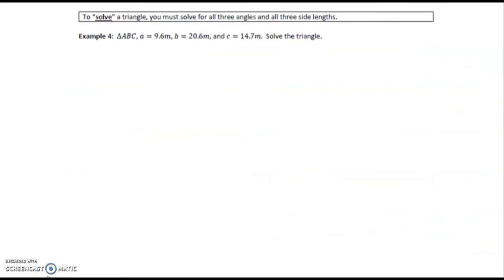Okay, so I brought this up before, but formally, to solve a triangle, you must solve for all three angles and all three side lengths. Okay, so example 4, we have triangle ABC. Remember, every triangle I draw, I always need a visual. I can't do these questions without a visual.